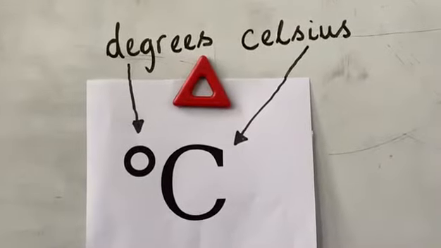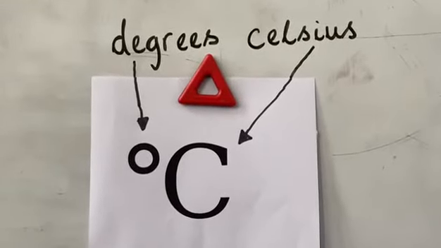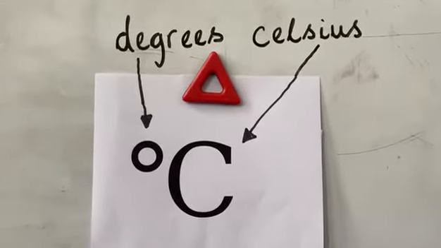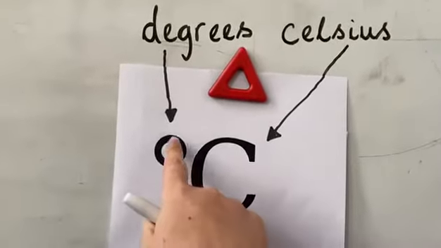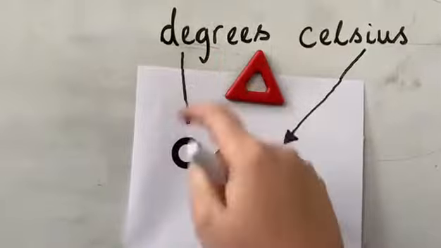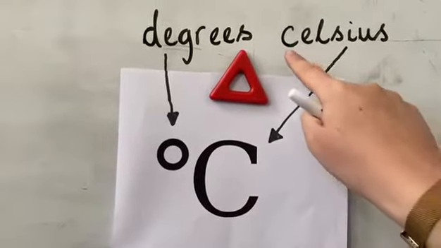Just like I said, in the UK, we measure using degrees Celsius. And we record our temperature writing degrees Celsius after the number. So first we begin by doing the small circle, which represents degrees, and then we write a letter C after to represent Celsius.